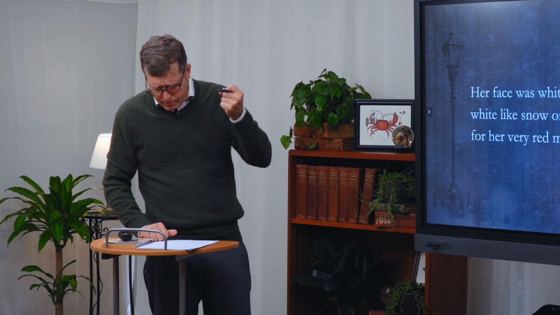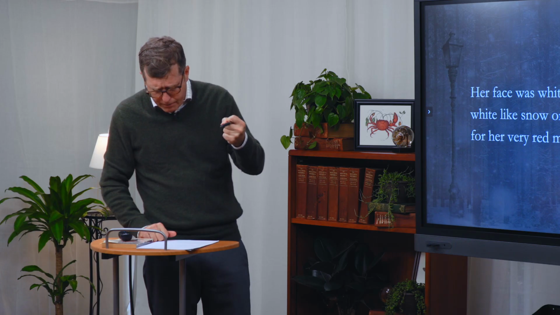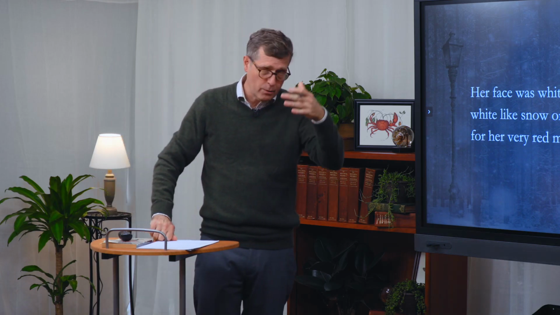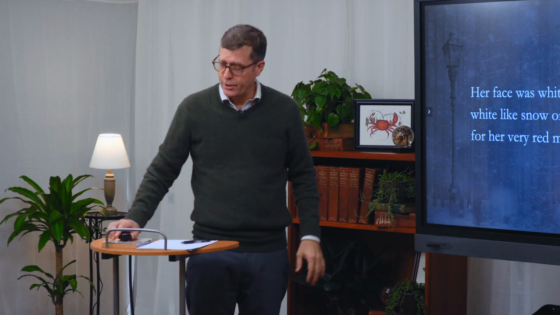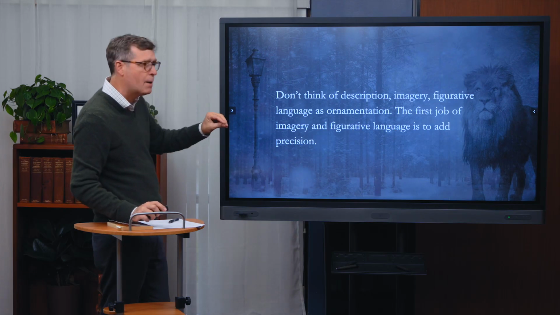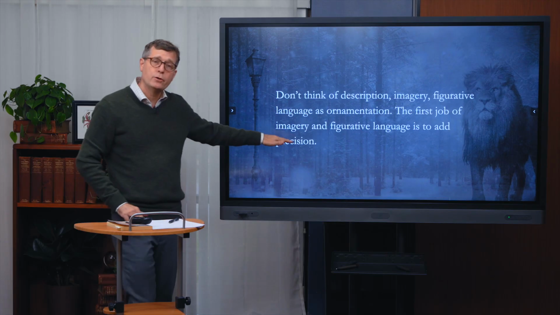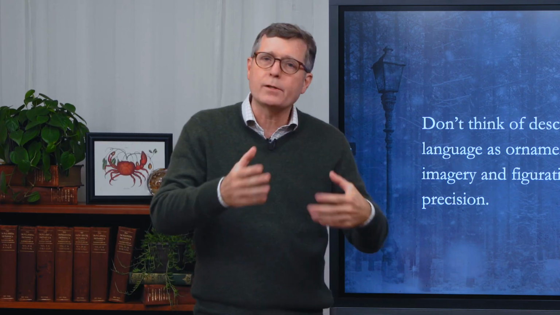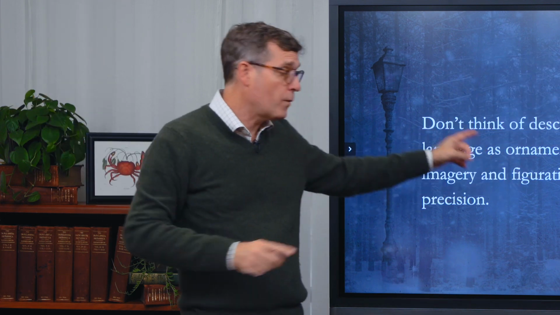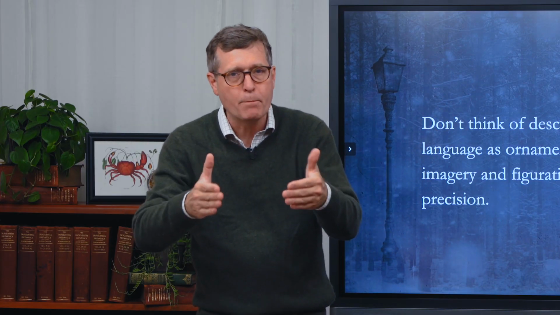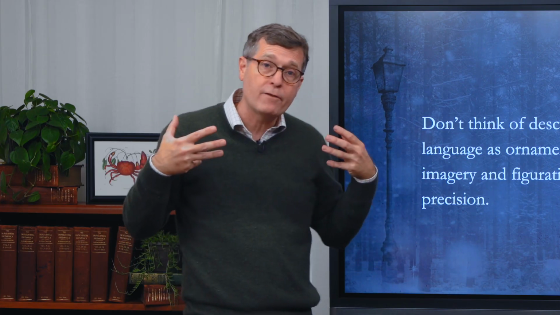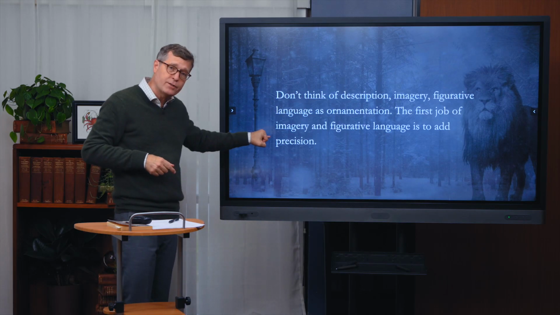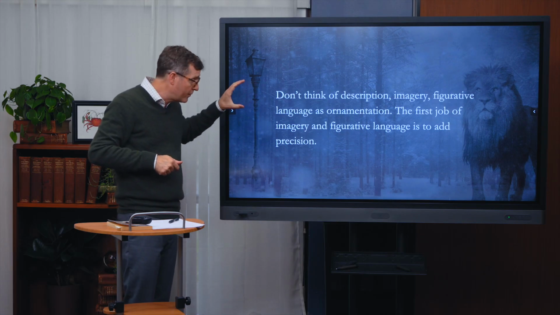This is really important. Think of description, think of imagery, think of figurative language, simile, metaphor, all that stuff. Don't think of it as ornamentation, okay? The first job of imagery, the first job of figurative language, is to make your descriptions more precise. All right? It's not that you've got a normal sled and now I'm going to put ornamentation on it. The descriptions of the sled were making it more precise. It was making you better able to picture exactly what the sled looked like. The simile about the white face told you, don't picture just a pale person, picture somebody who looks like snow. And so that's what I mean when I say think in terms of precision.